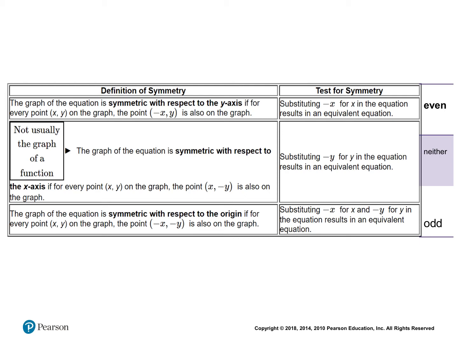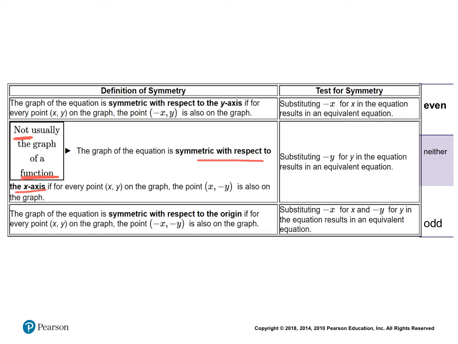And this would be an example of an even function. And we just looked at one where it was symmetric with respect to the x-axis, and usually it is not a function if it can be reflected over the x-axis because it wouldn't pass the vertical line test. So in this case, if you were using a formula, if you substitute negative y for y in the equation, you would get something that's equal. So that is neither even or odd.